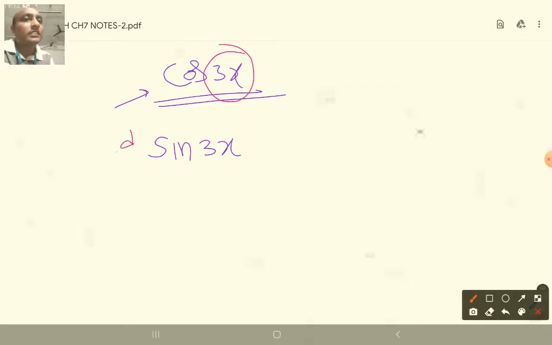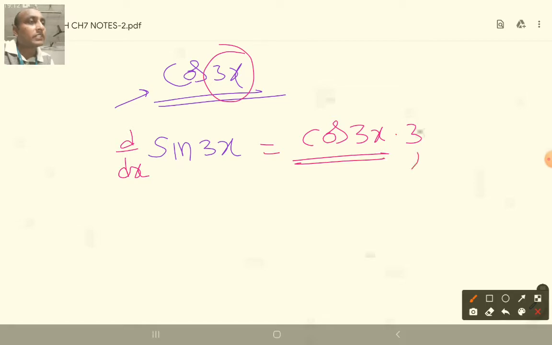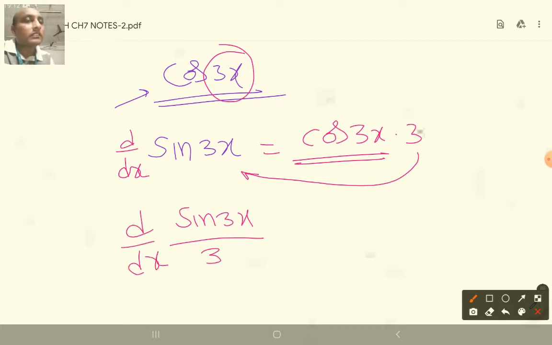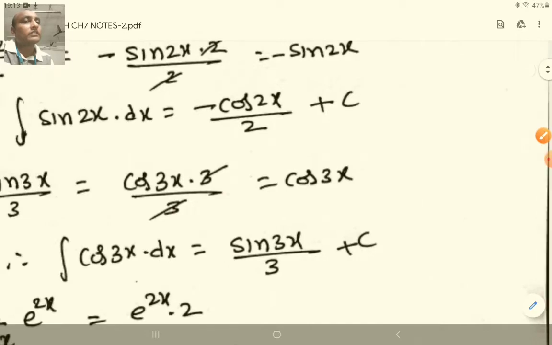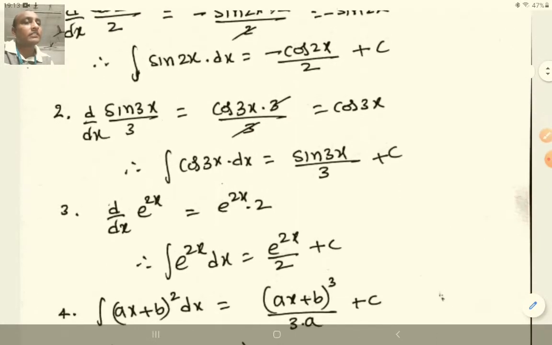So the derivative of sin 3x, d by dx of sin 3x, you can write as cos 3x into 3. But we need only cos 3x. So this 3 you can take to this side. So the derivative of sin 3x by 3 is cos 3x. So in this inspection method you can say integration of cos 3x dx is sin 3x by 3 plus c. So we use derivatives to find the integral of the given function.